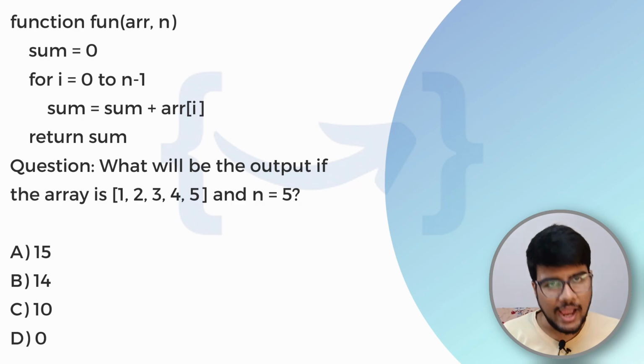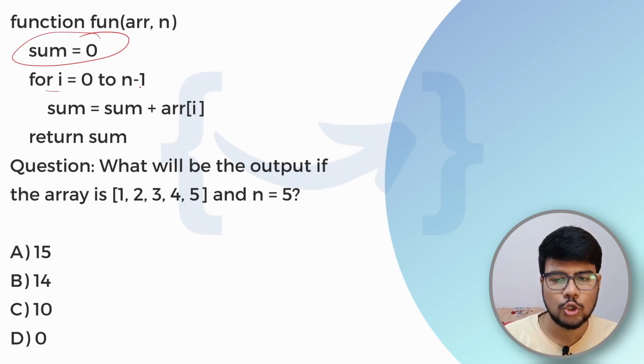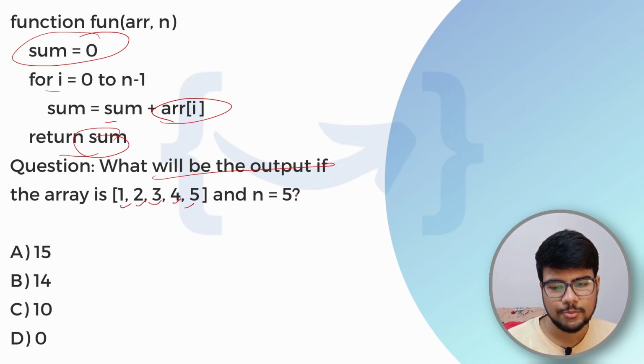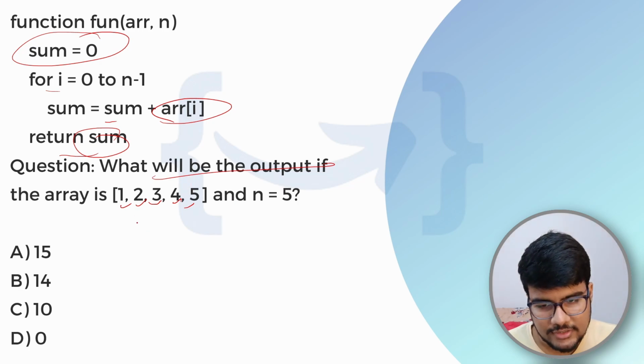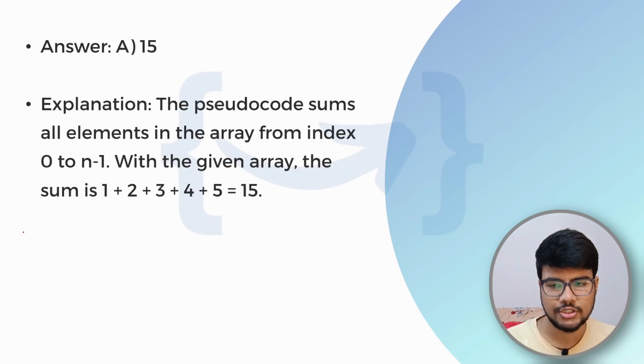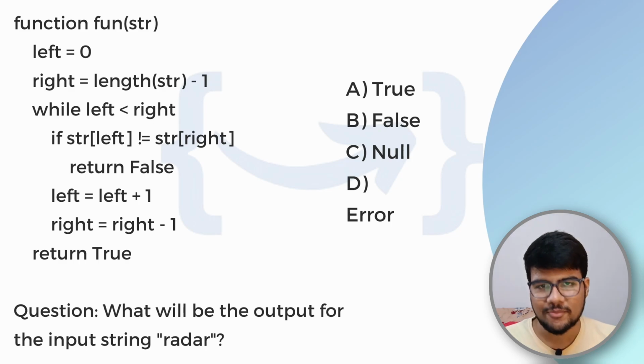Now, function array of n, sum is equivalent to 0. For I equal to 0 to n minus 1, iterating over everything present in this, sum equals sum plus array of I, return sum. What will be the output of this question where 1, 2, 3, 4, 5 is passed to the array? You are adding up all elements. 2 plus 3 is 5, 5 plus 5 is 10, and 15 is the right answer. Bingo, this question was very easy and you have marked the correct option.